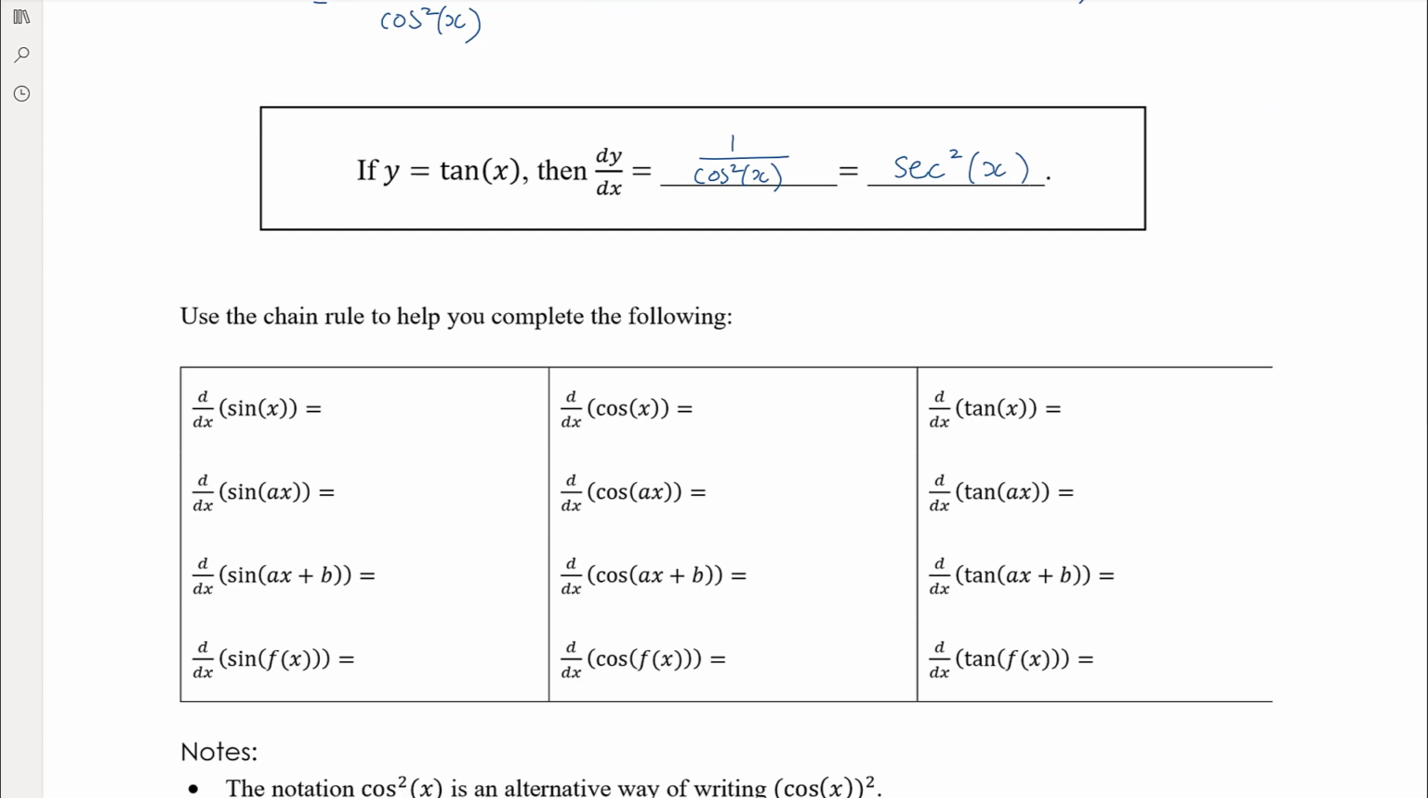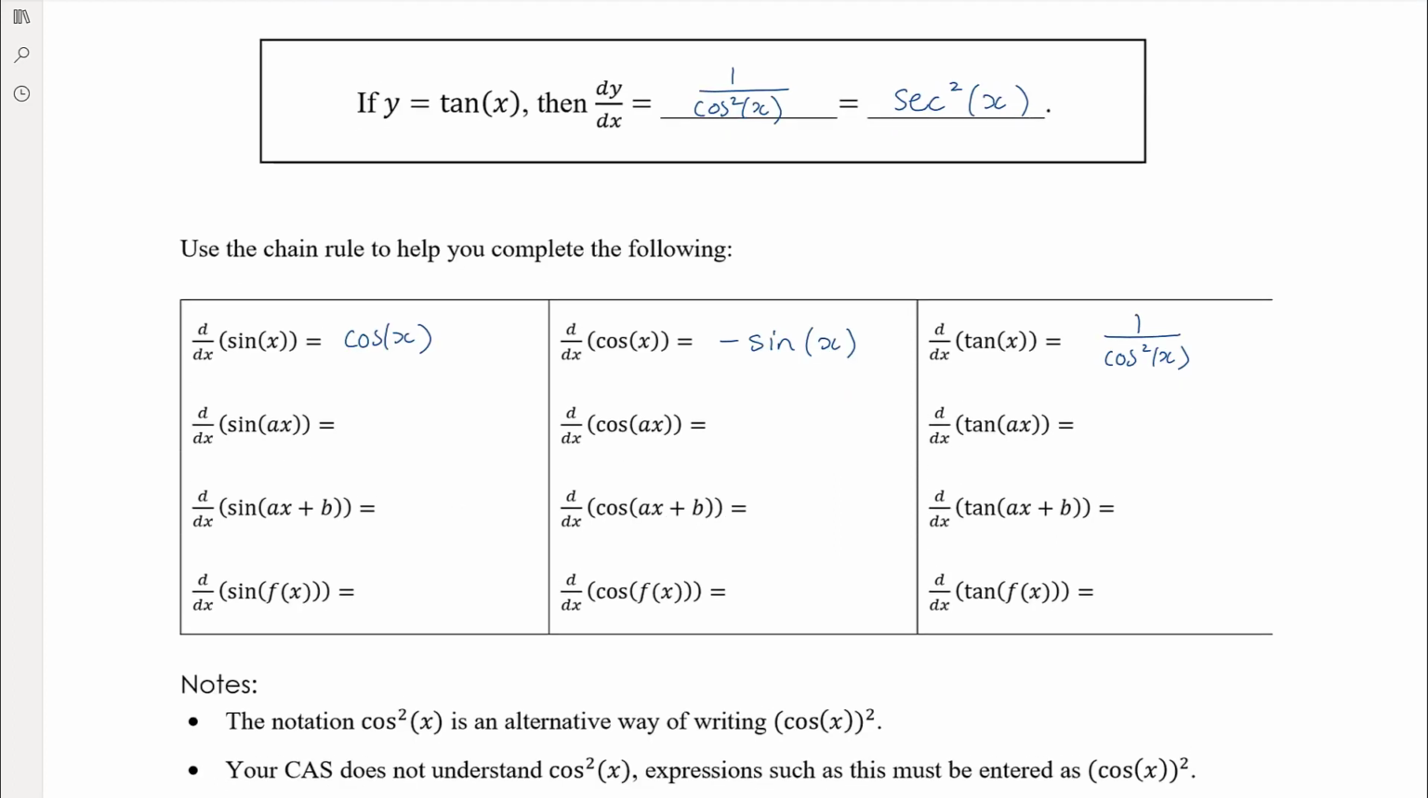Okay, so let's use the chain rule to help us differentiate the following. Alright, so we've got all our derivatives listed here. So we know the derivative of sine x is cos x. I'm going to work across for a bit here. The derivative of cos x we know is negative sine x. The derivative of tan x we know is 1 on cos squared x, or sec squared x.